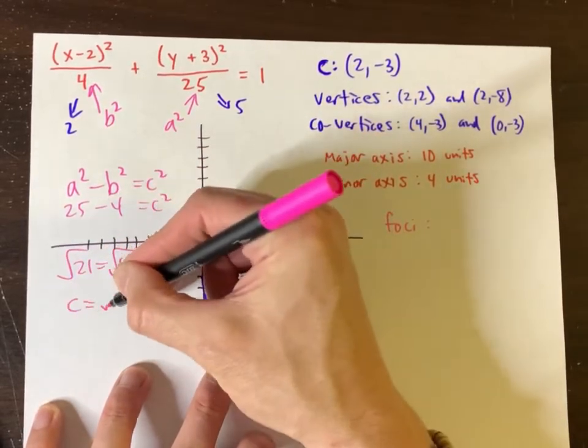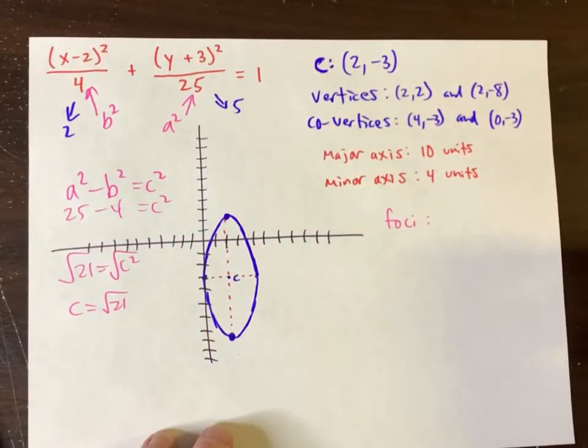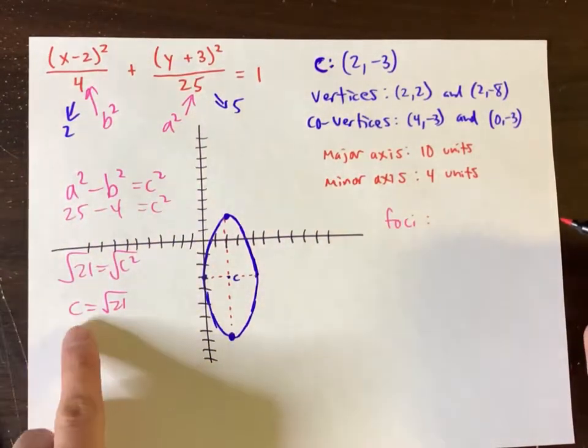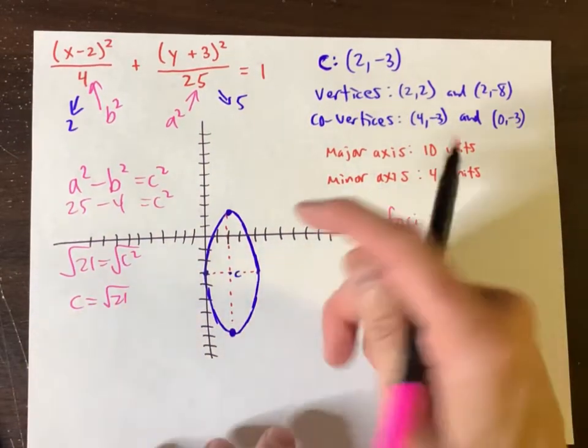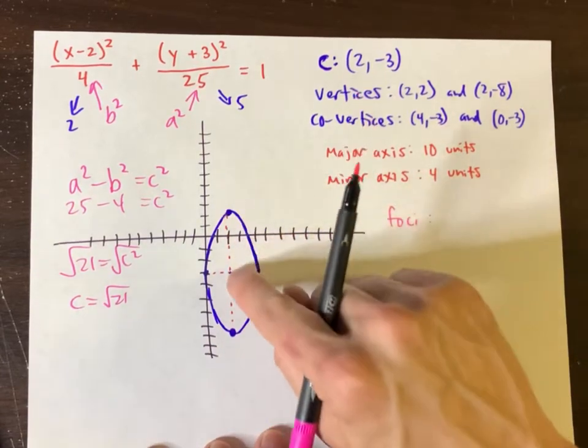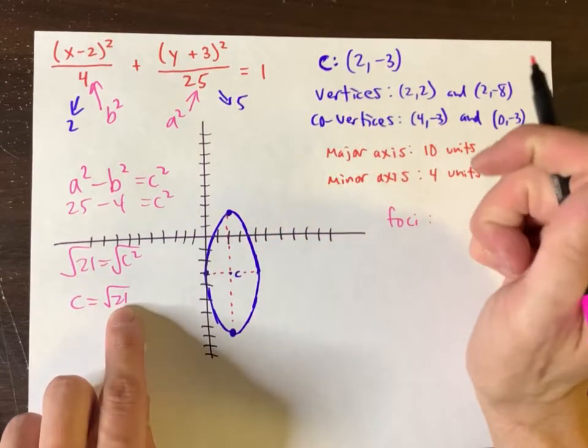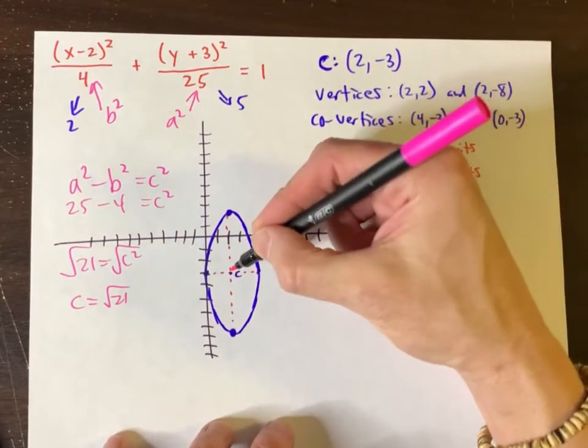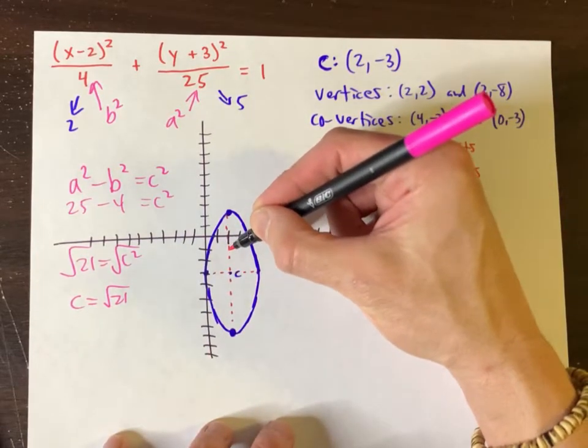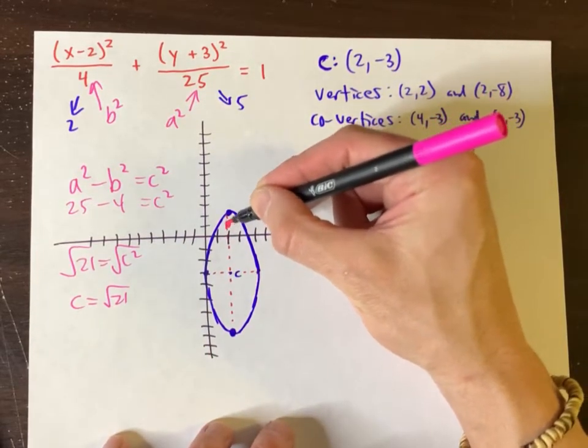If you square root, c is the square root of 21, which is like 4 point whatever, 4 and change. And what you do with the number c is you go to the center and you walk toward a vertex and you move 4 point something spaces. So from here, I'm going to go 1, 2, 3, 4 spaces and change, and I'm going to stop there.